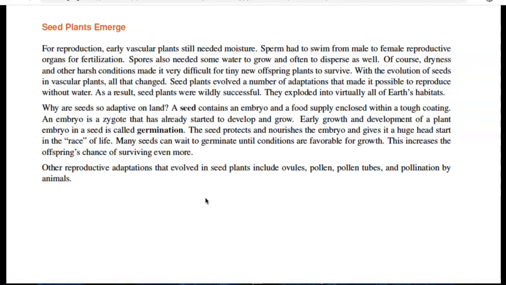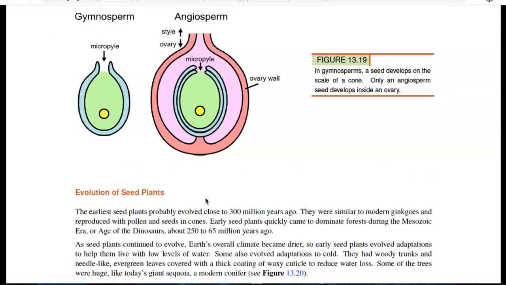Seed plants emerged. Seeds were a huge adaptation for plants to be successful on land. Make sure you read and understand that. There are 2 types of seed plants that evolved. The first are called gymnosperms. So if you're familiar with pine cones, the term gymno is a Greek term coming from the word gymnasium, where the Greeks would exercise and bathe naked, and this refers to the naked seed in a gymnosperm.